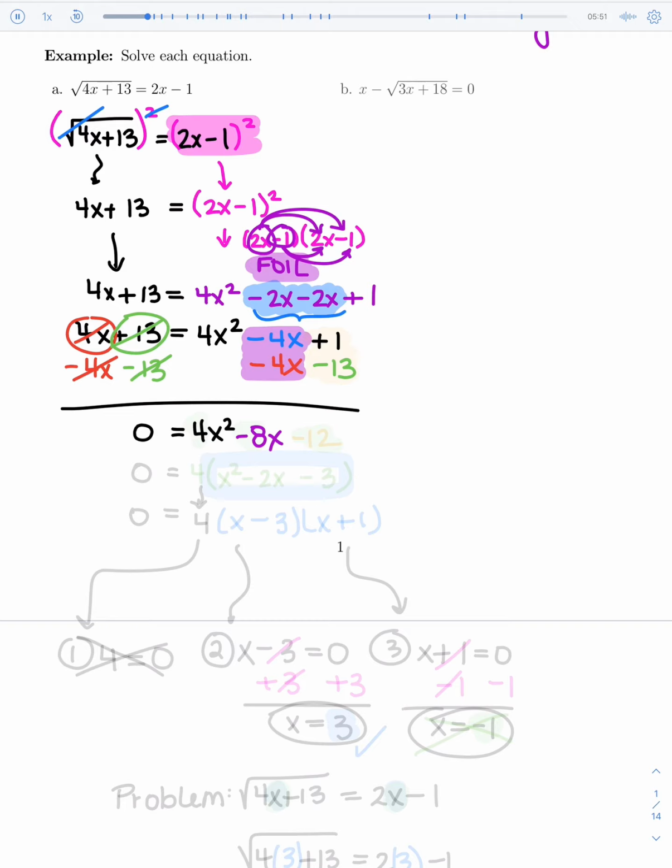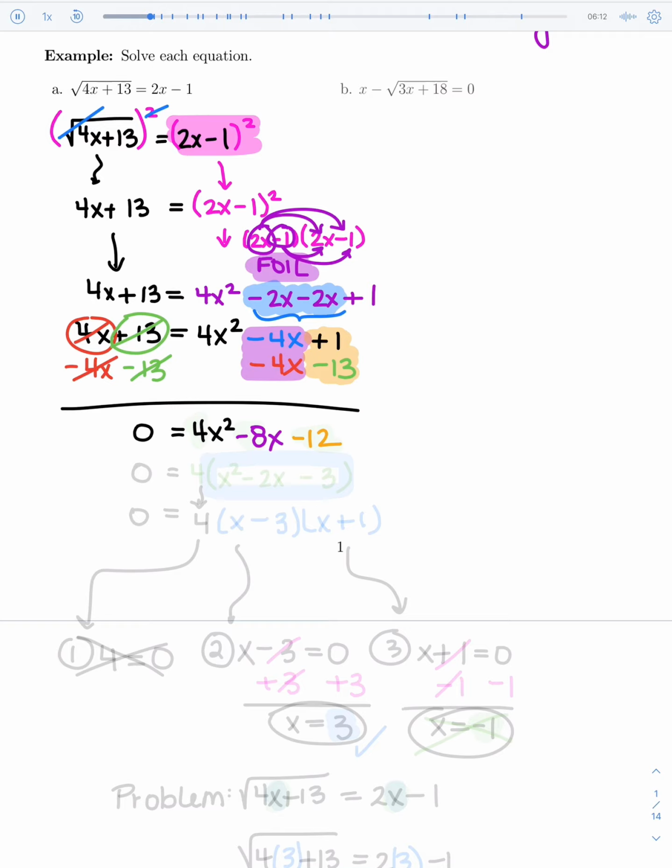What else do we have over here? We have a positive 1 and a negative 13, which will give us a negative 12. And the question would be, does this guy factor? We would want two factors of negative 48 that add up to a negative 8.